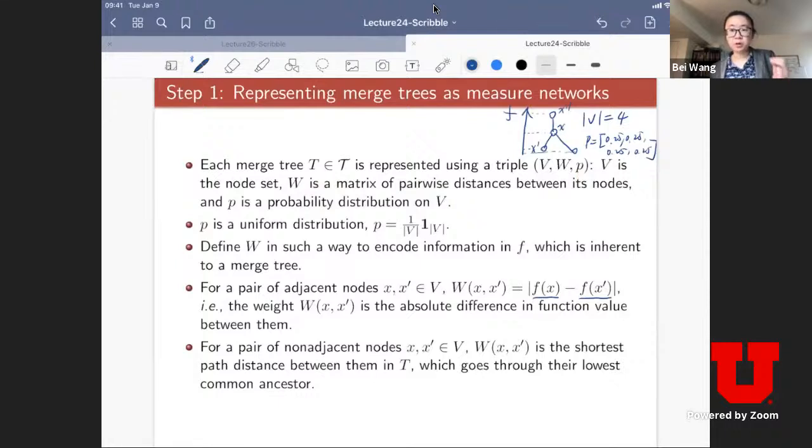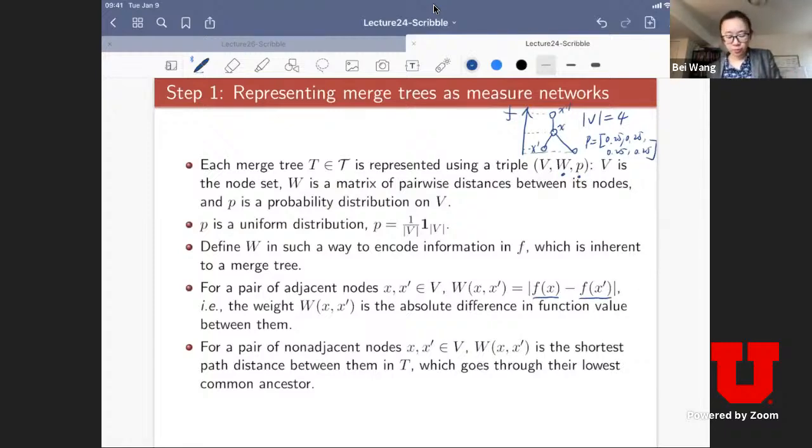So now what happened is that I have already specified, for every single input tree, the probability distribution over the nodes and its corresponding weight matrix. And the weight is encoding some information coming from the merge trees themselves, which is related to the function on the nodes.